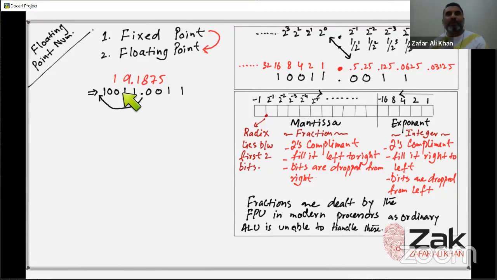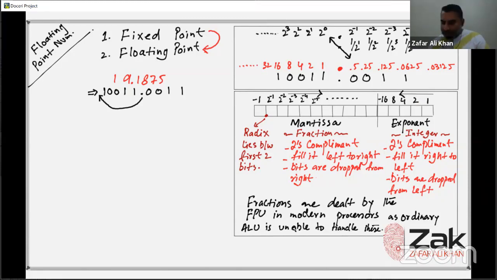So we have 19.1875. So 16 plus 2, 18 plus 1, 19. And then we have 0.1875 that we can achieve easily by adding 0.125 and 0.0625.